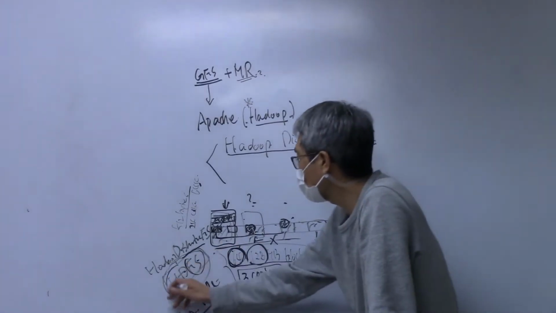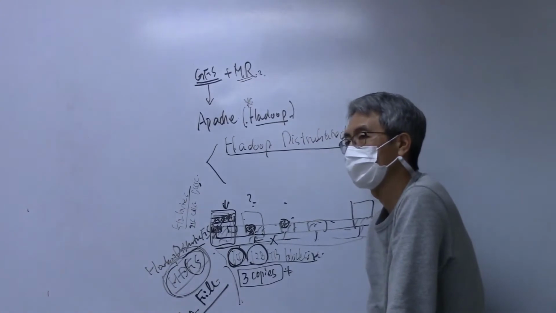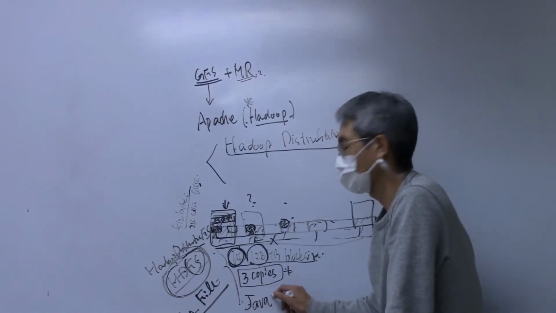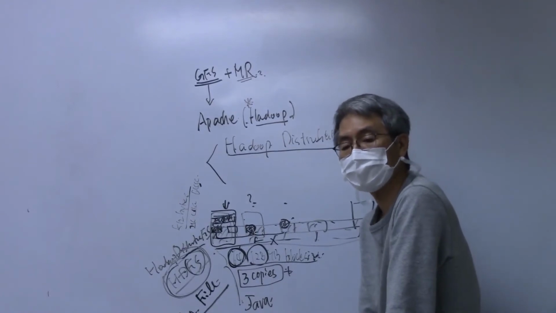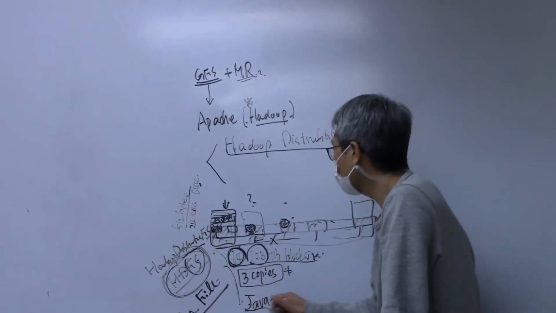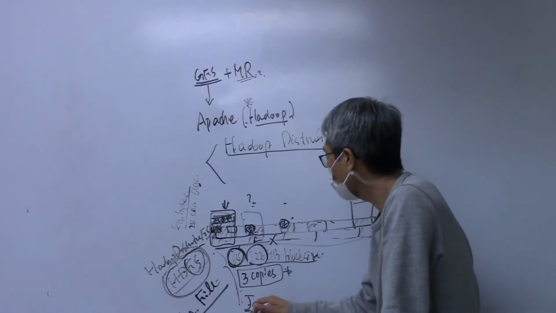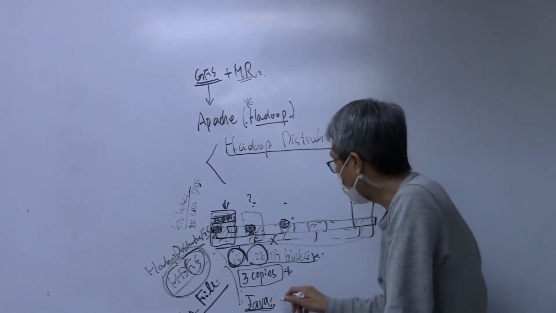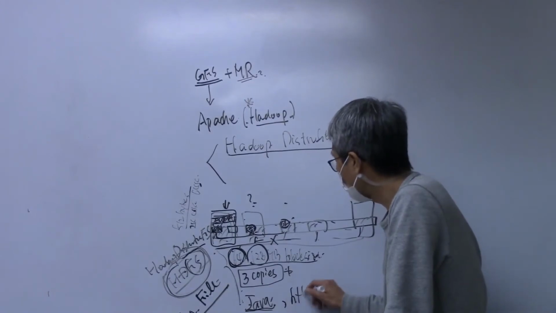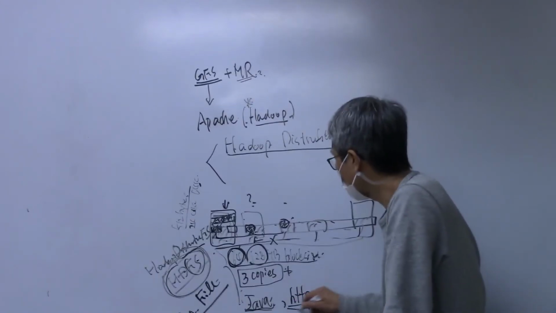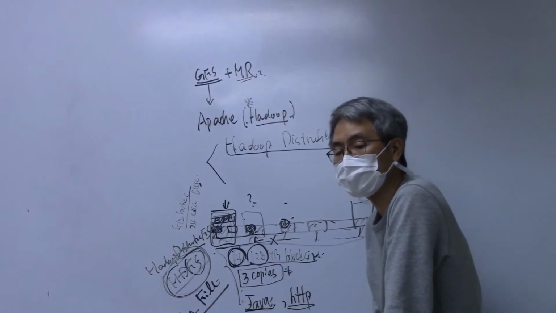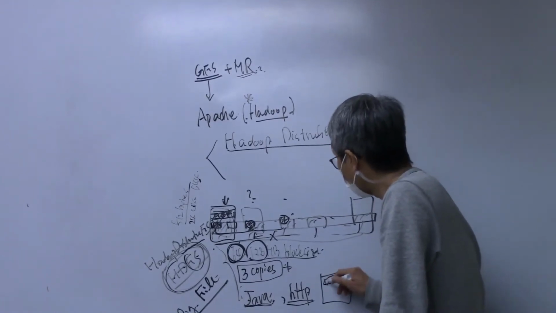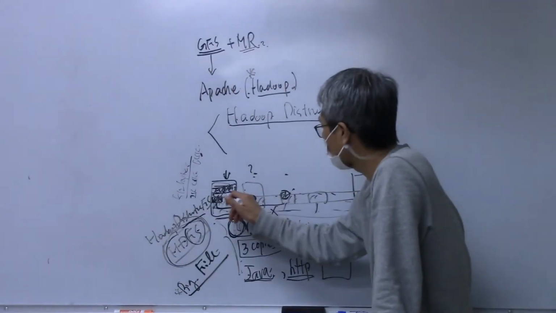This Hadoop is HDFS. The Hadoop system is basically based on Java, so they are using the Java programming framework to build all of it. Also, it communicates through HTTP. It uses the HTTP protocol, which means if you are using a web browser, by typing a URL, sometimes you can directly access the data.